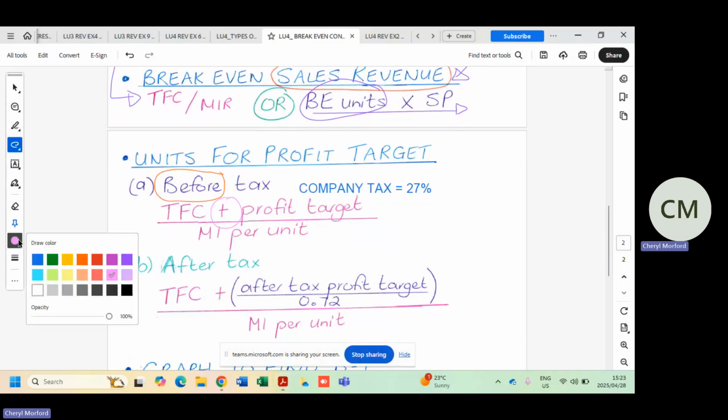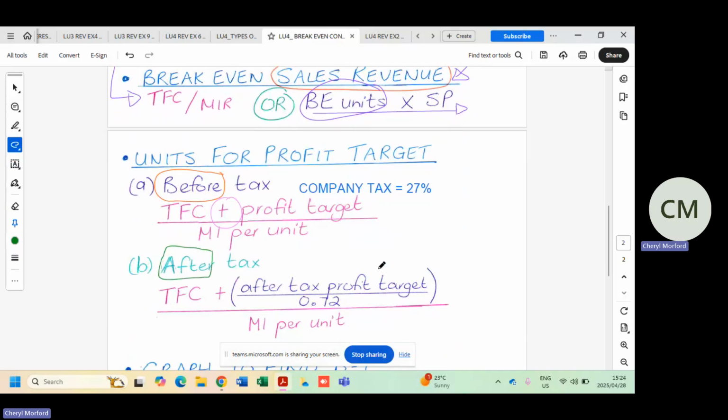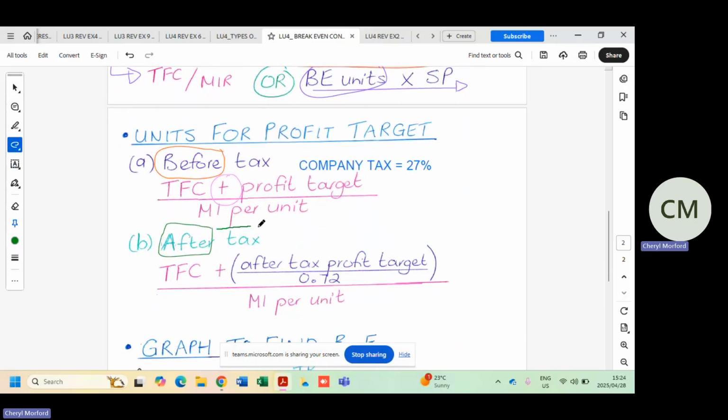What should we do in the event of them giving us a profit target, but it is after tax? We need to convert it to before tax. So how will we do this? Shown you over here. Because the after-tax profit amounts to 100% less the 27%. I've just remembered over here, sorry, since I've made these notes.